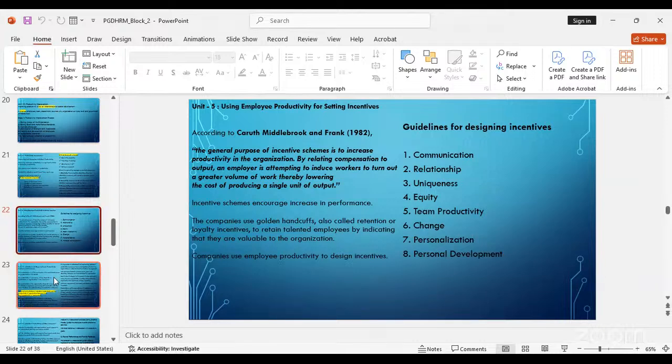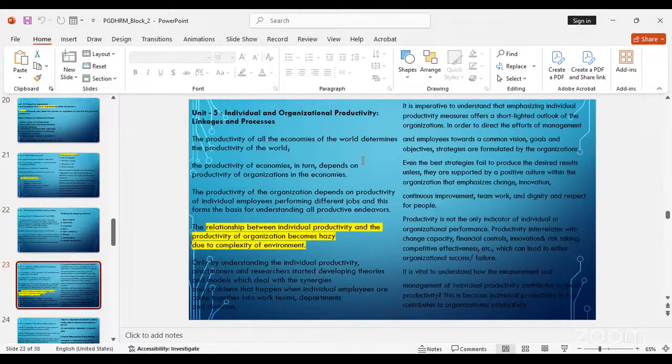Okay. Now, let us look into individual and organizational productivity, and how to link these processes. It is always evident that the relationship between individual productivity and the productivity of the organization becomes very unclear due to the complexity of the environment.